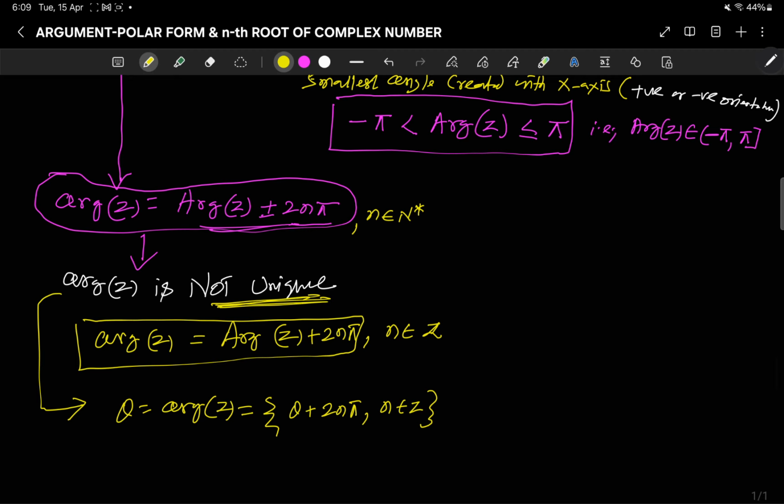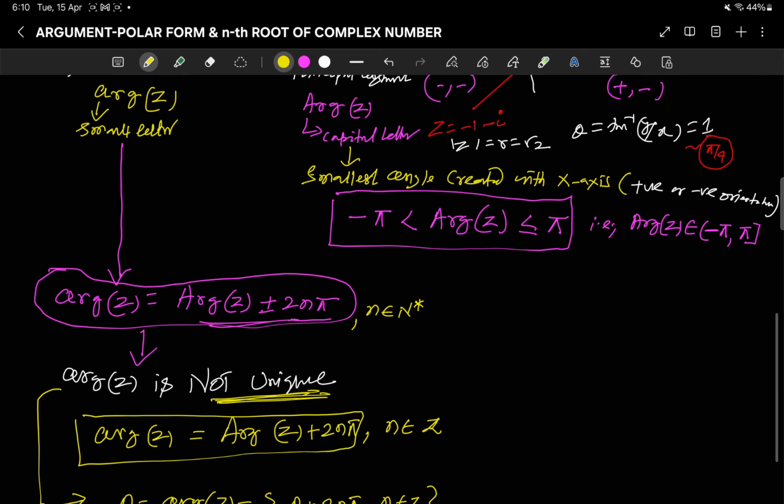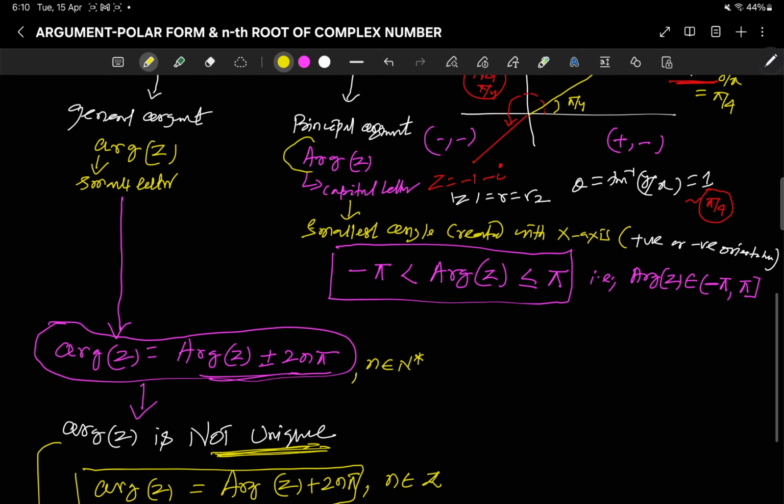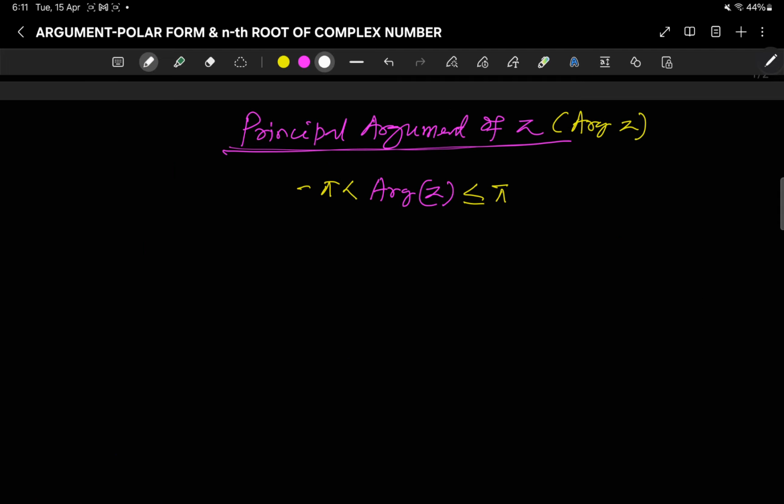If 2 pi is an argument, 4 pi is an argument, 6 pi is also an argument, like that, because sine and cosine are periodic functions with period 2 pi. So now we have to understand the details of the principal argument of z. As you know, the principal argument is denoted by capital Arg. It has to lie within this range.